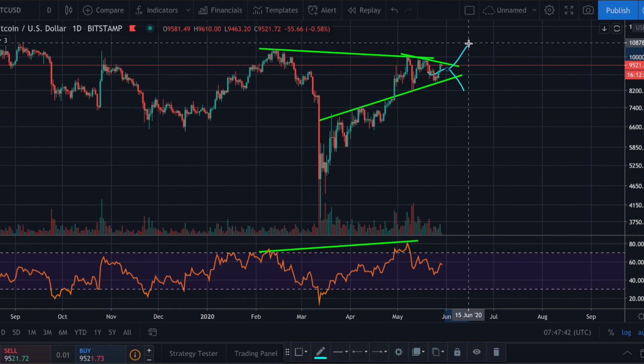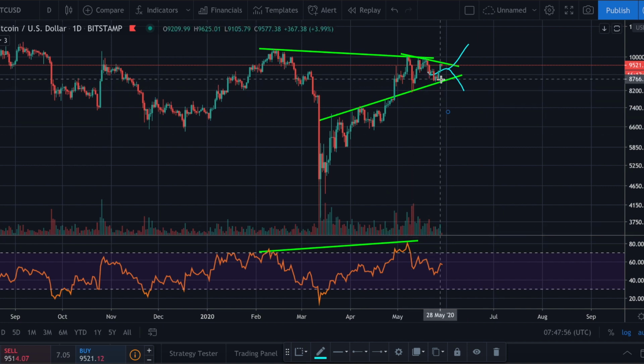Guys, let me know what you think. Do you think we are going to break out to the upside, or do you think we are going to break out to the downside? The RSI is definitely telling us that the momentum is shifting towards the bearish side, and therefore it is more likely that we are going to break out to the downside.